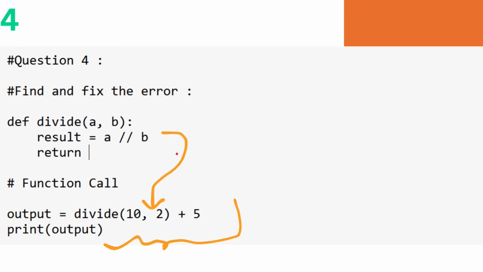This is our question 4. So what is happening here? It is a function divide. It has two parameters a and b. It is just going to give you the division. And from there it is getting to this place. The value is assigned here and it is going to be added with 5 and that output is printed.